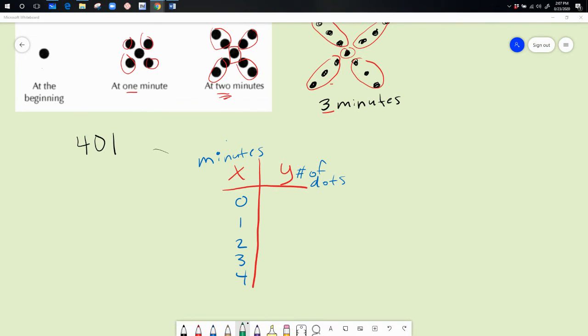So here we go. At 0 minutes, we know we had 1 dot. We know we had 5 dots. We know we had 9 dots and 13 dots. And we knew that the pattern was that we are adding 4 every single time, right? So this difference right here, this 4, is called our common difference. And another name for this is actually going to be our slope.